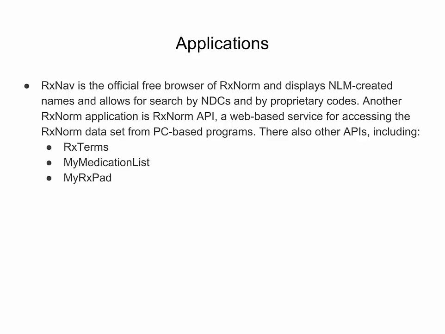RxNav is the official free browser of RxNorm and displays NLM-created names and allows searches by NDCs and by proprietary codes. Another RxNorm application is called RxNorm API, which is a web-based service for accessing the RxNorm dataset from personal computer-based programs. There are also other APIs, including RxTerms, My Medication List, and My RxPad.